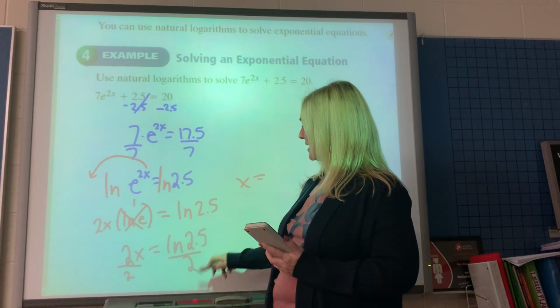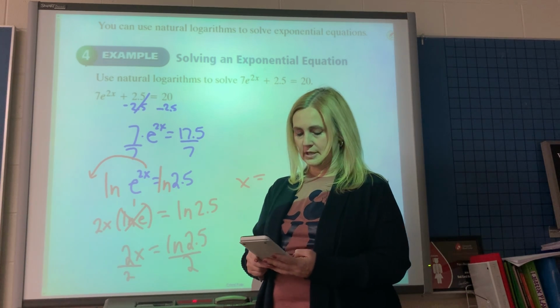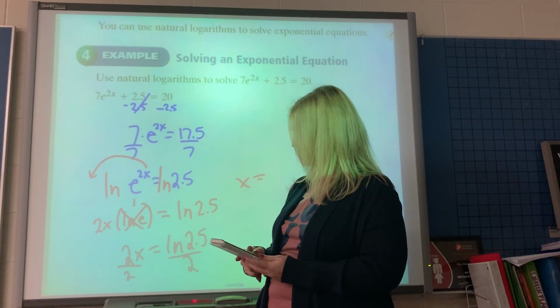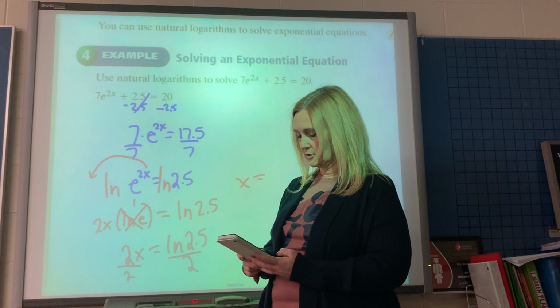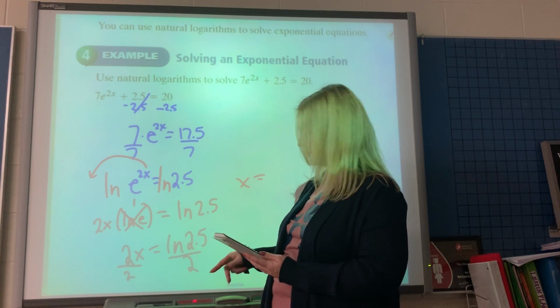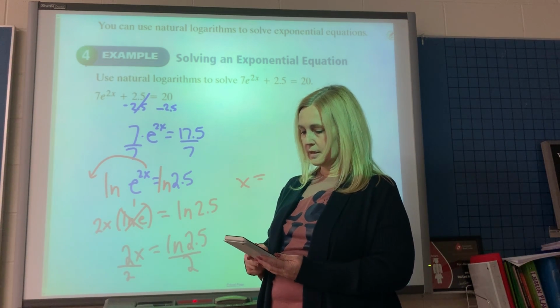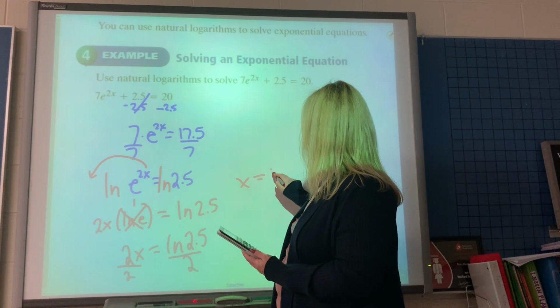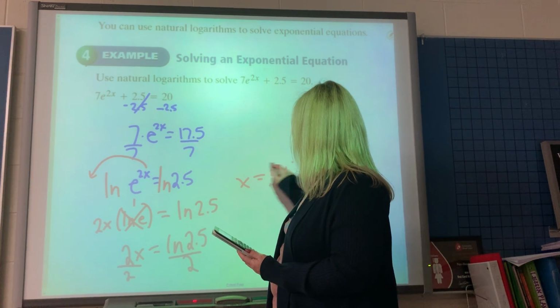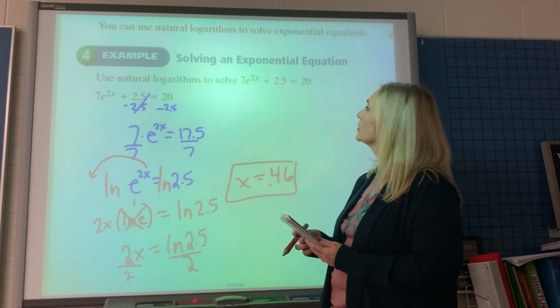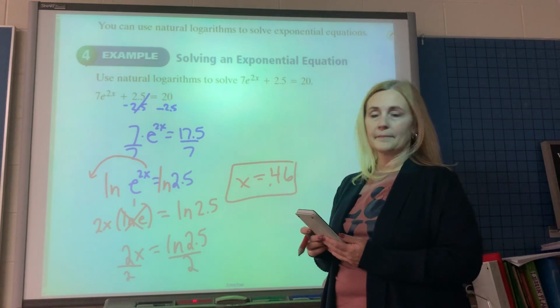So whatever the ln of 2.5 is, divided by 2. Ln is on the left-hand side of your calculator, so hit ln of 2.5, close your parenthesis, hit enter, and then divide it by 2. That equals 0.46. X equals 0.46. That's what you get.